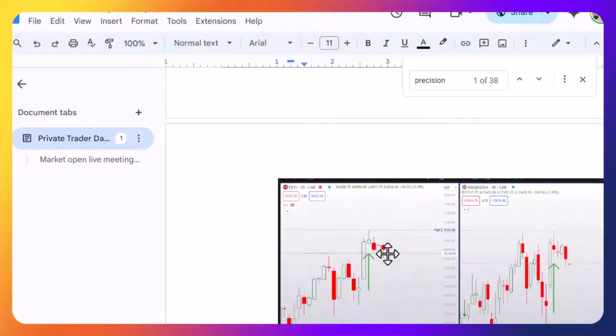So here's the comparison side by side. NQ was a down close, a red down close, and ES was a green up close. And then we proceeded to do a little pullback into a fair value gap.